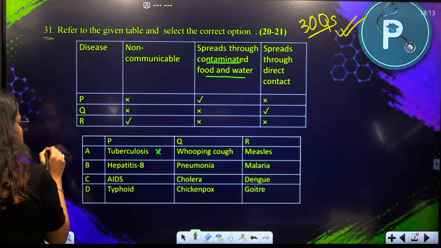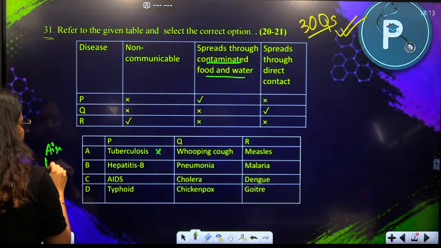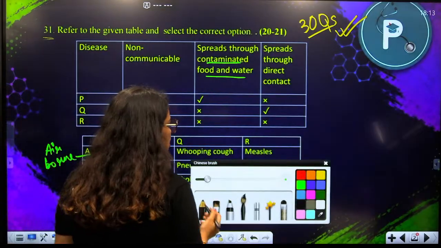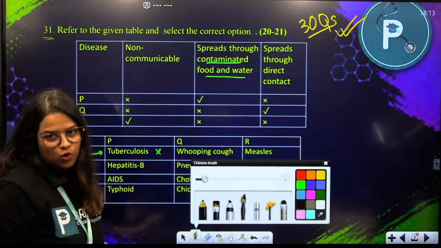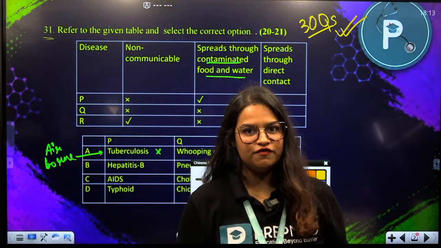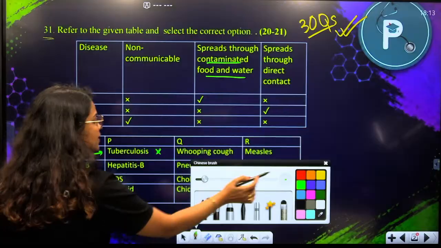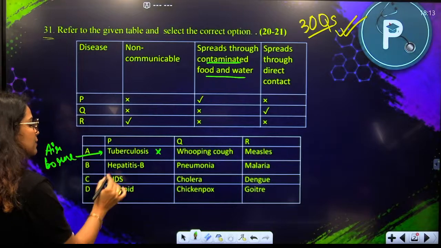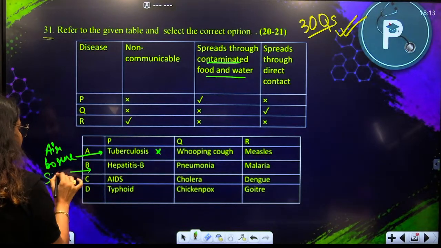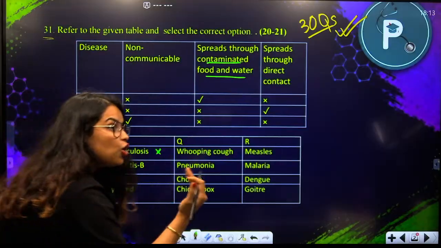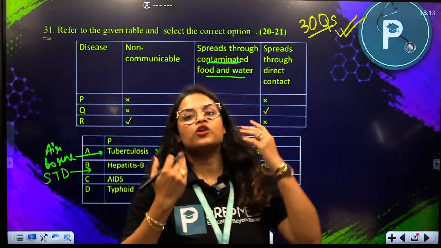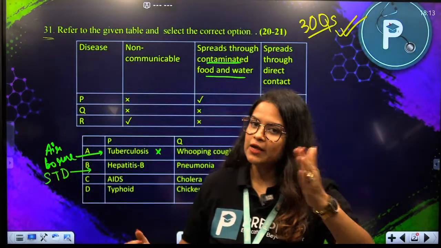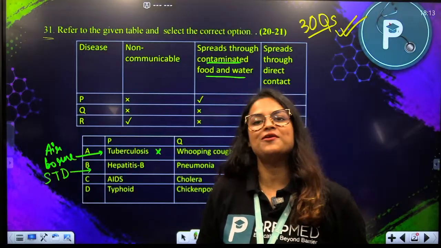Tuberculosis usually spreads through, it's an airborne disease, okay? It's an airborne disease, tuberculosis. So it can't usually spread through contaminated food and water. It would spread through aerosol or droplet infection. So of course this can't be it. Hepatitis B also can't spread through contaminated food and water. Hepatitis B is again blood, it's a type of STD. So direct blood contact, direct blood transfusion or sexual intercourse, exchange of body fluid might transfer hepatitis B from one infected person to a non-infected person.